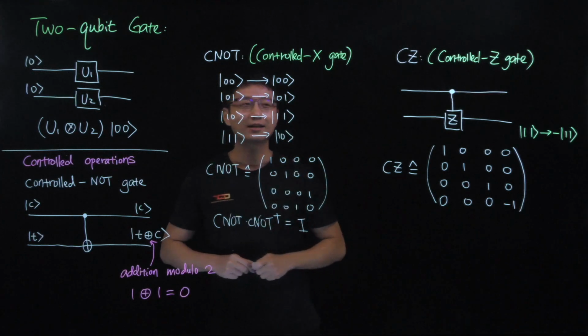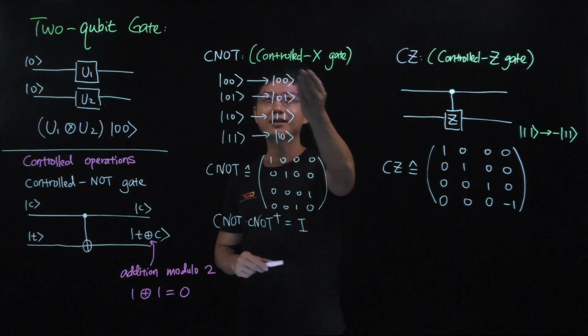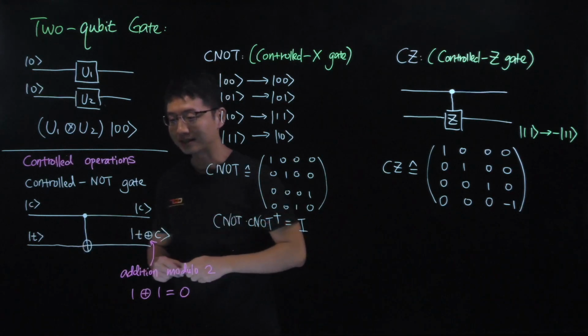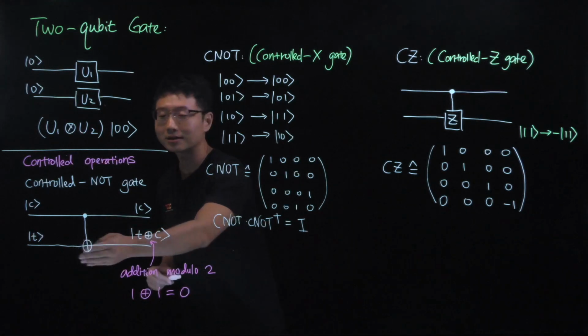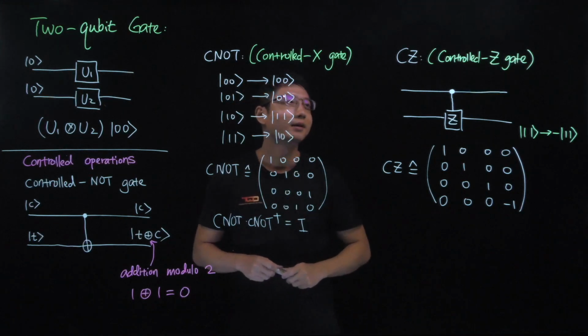Besides the CNOT gate, there are also other types of controlled gate. Actually, the CNOT gate is also called the controlled X gate, and sometimes in the circuit representation, you could see this addition modulo 2 being replaced by a box with the X inside. And they are doing exactly the same thing.